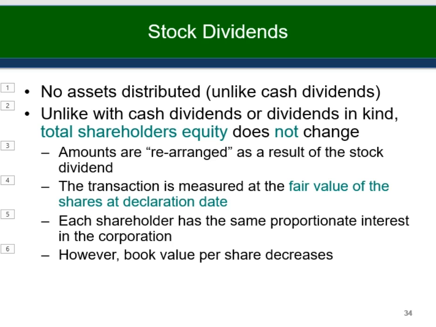Not sure that it does. Oh, well, I suppose it does because there are more shares issued now. So yeah, okay, the book value per share decreases because you're dividing the same book value, which hasn't changed, by more shares. So I guess that does make sense.